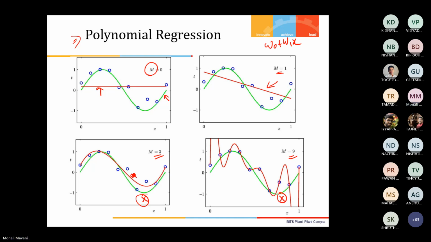9. I think m equal to 3 will be good because m equal to 9 is overfitting the curve. Yes. So here you can see that for the new test data point, the error for m equal to 3 would be low compared to the m equal to 9 model. This is what exactly we need to understand.